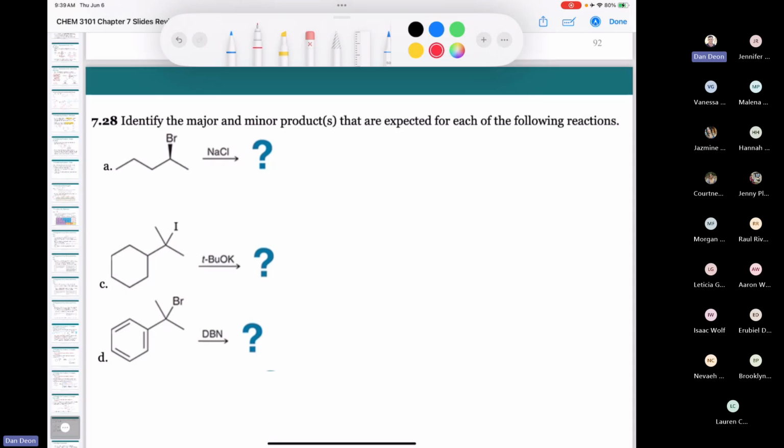Here we have a secondary alkyl halide. We have sodium chloride, but right, we're only interested in the chloride ion. The sodium is a spectator ion. Chloride is a strong nucleophile, but it is a poor base. It is a weak base. Okay, so could anybody tell me what is going to be the predominant mechanism here? If I have a secondary substrate and then I have a reagent that is a strong nucleophile but a poor base, a weak base.